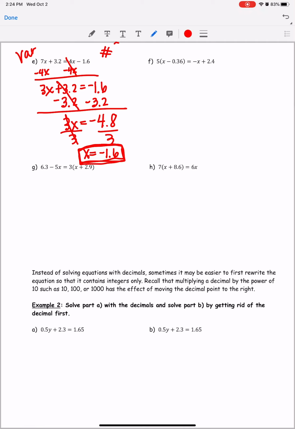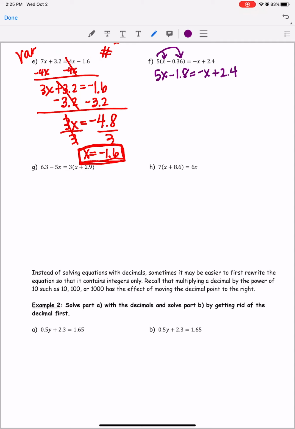Okay, F. Now I need to distribute. So I've got 5 times x and 5 times a negative 0.36. So it's going to give me a negative 1.8. I'm going to bring the rest of this down, so equals negative x plus 2.4. And now my equation looks exactly how it was over here.